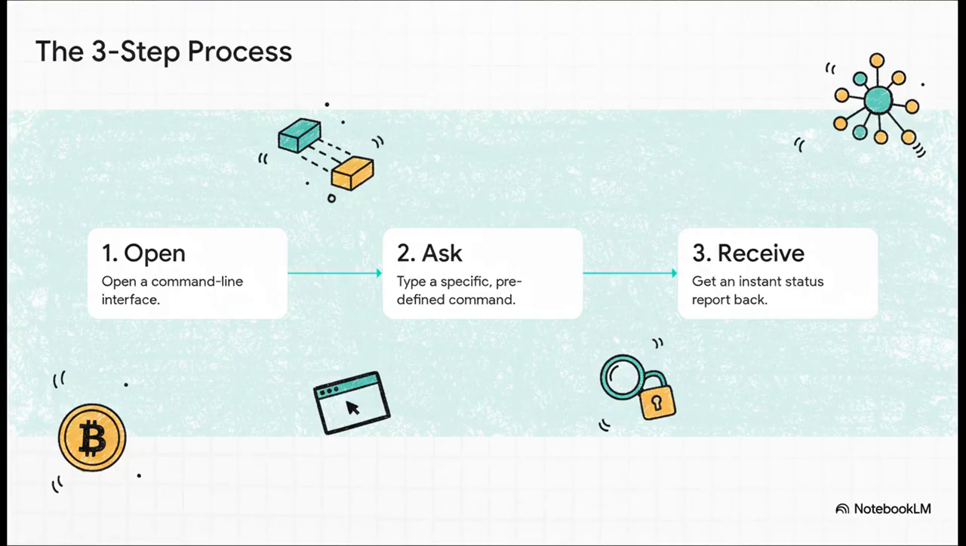It's really just a simple three-step process. First, you open up a command line tool. That's something like Terminal on a Mac or PowerShell on Windows. Second, you type in a specific known command. And third, boom, your node instantly replies with the info you asked for.